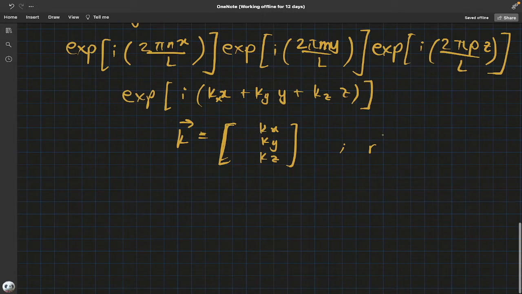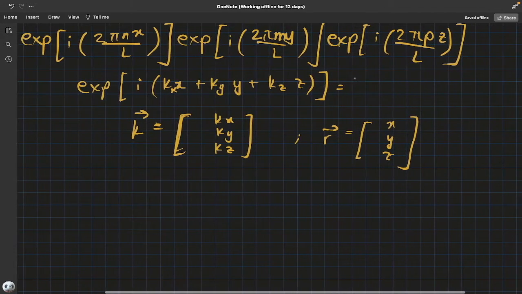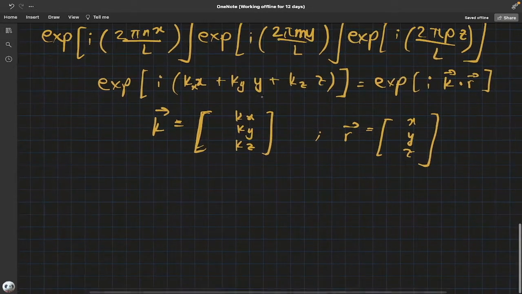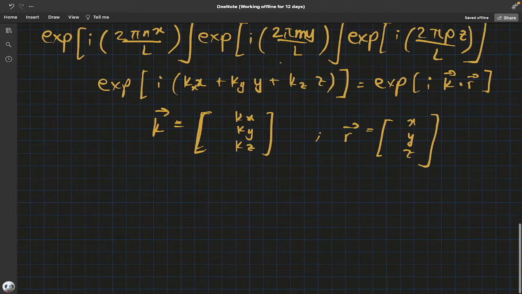That's an easy derivation because we know what the position vector is. It's x, y, z. So what we have inside just becomes i times k dotted with r. You can work this out, it's simple. Right?